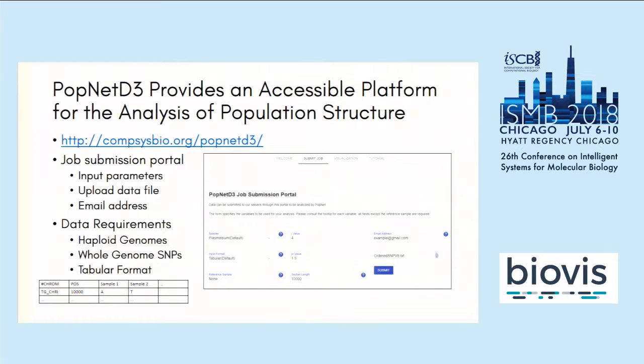Now, our requirement for the file you submit is also pretty simple. We can only handle haploid genomes right now, and we're expecting whole genome SNPs for all your samples in this tabular format that looks like this. So we have a header row, and every row is genotype at 1 position. And there will be a full description of this on the website.